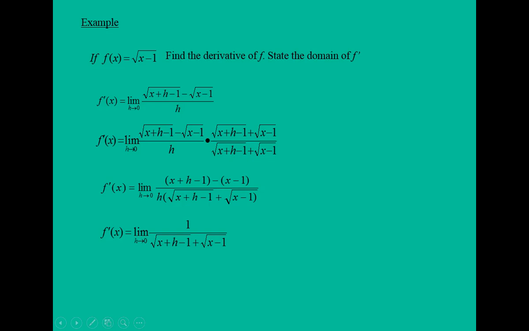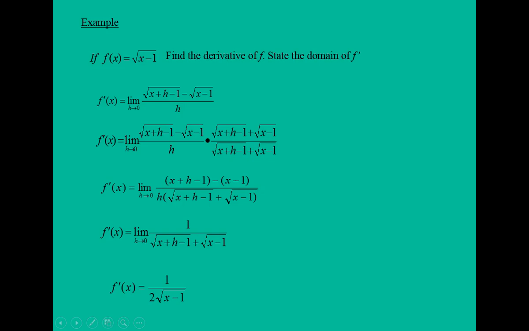And now we can use direct substitution. So we get f prime of x equals 1 divided by 2 times the square root of x minus 1. You should be able to go through this process on your own. Now it says state the domain of f prime.